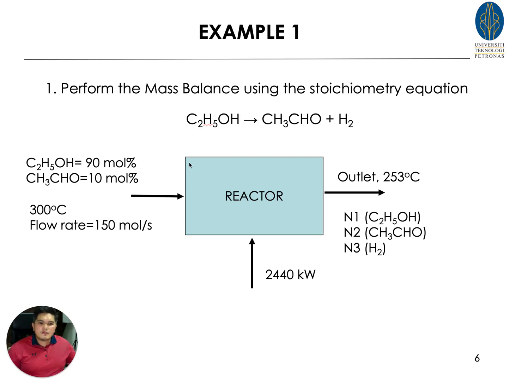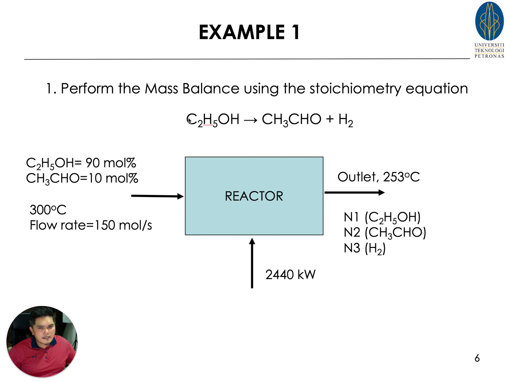Alright, so the first thing we have to perform is the mass balance, using the stoichiometric equation. Here we have ethanol, which is dehydrogenated. You see that this hydrogen is being removed from here, and then it produces hydrogen as well as acetaldehyde. So first of all, we need to check whether the stoichiometry is balanced.